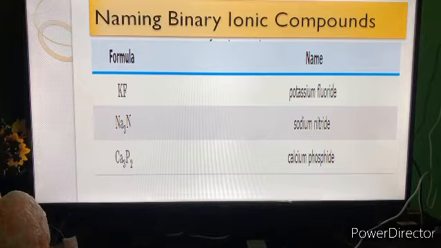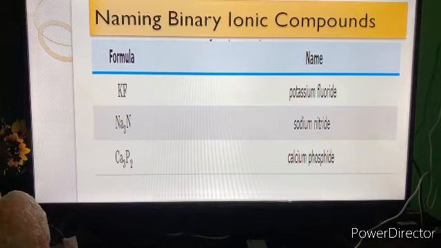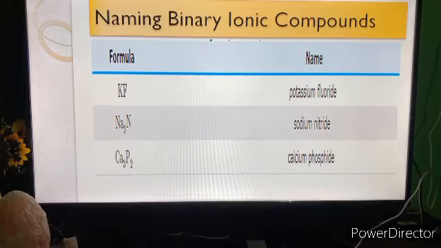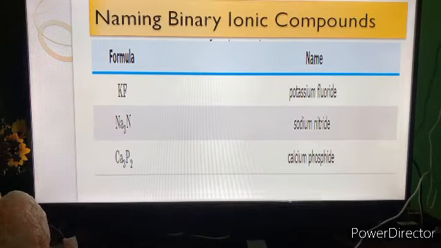And then the third one is Ca3P2. The elemental name of Ca is calcium, while P is phosphorus. Again, we name the metal by its elemental name. So Ca is calcium, while for phosphorus, we add the suffix IDE to the root of the elemental name, and it will become phosphide. So Ca3P2 is calcium phosphide.